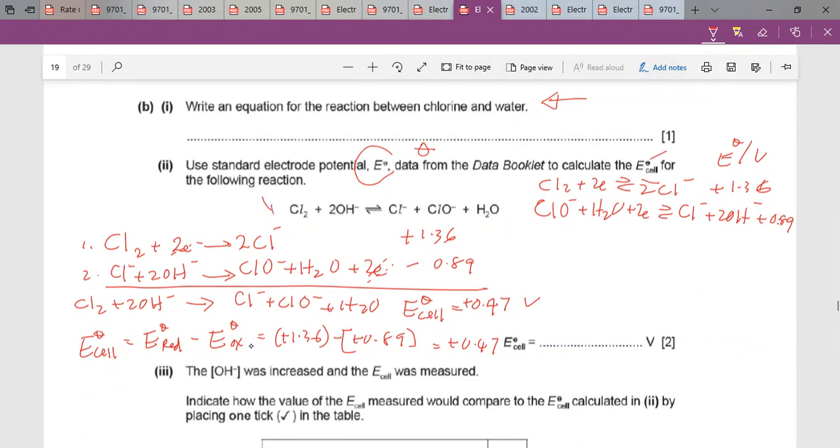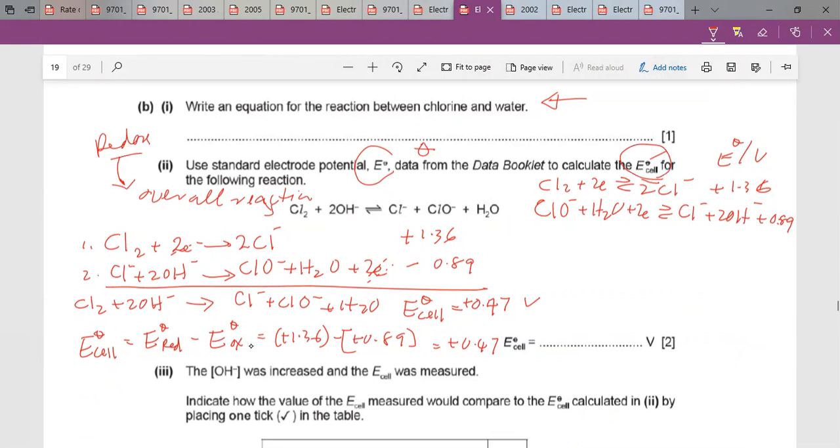Now this is the overall reaction. It's the overall. You must understand the question. That means it's the redox reaction, which means there are two half cells involved here. They ask you for the cell, with two half cells involved. Now how do you figure it out?